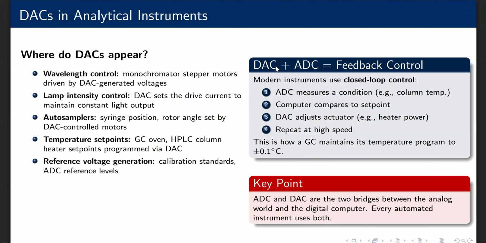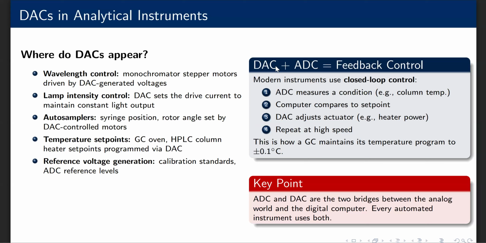So where can we see DACs in analytical instruments? They show up pretty much everywhere the computer needs to control something analog. Monochromator stepper motors are driven by DAC-generated voltages. Lamp intensity is maintained by a DAC-controlled current driver. Auto samplers use DACs to position syringes. GC oven temperatures and HPLC column heaters have their set points programmed through DACs. And even the ADC's own reference voltage might come from a DAC.